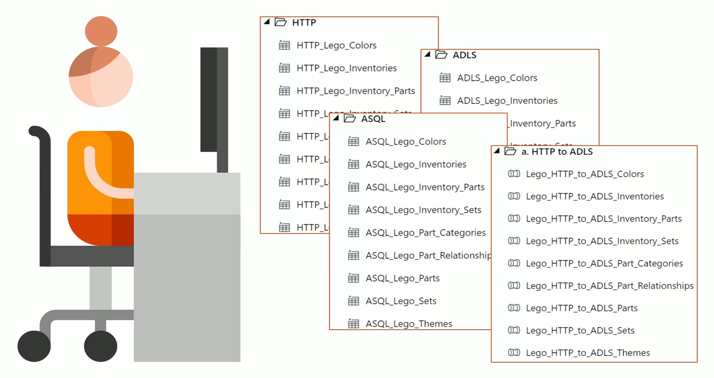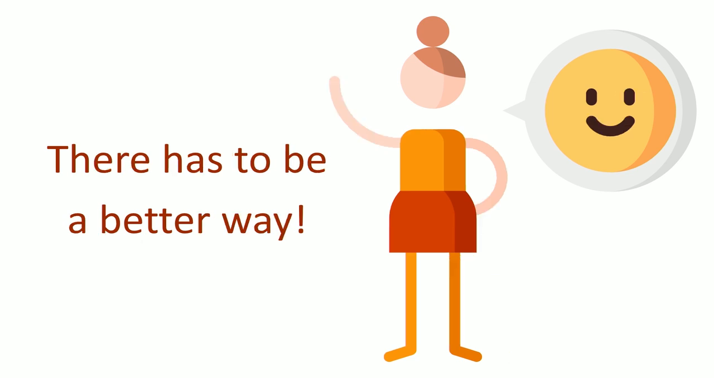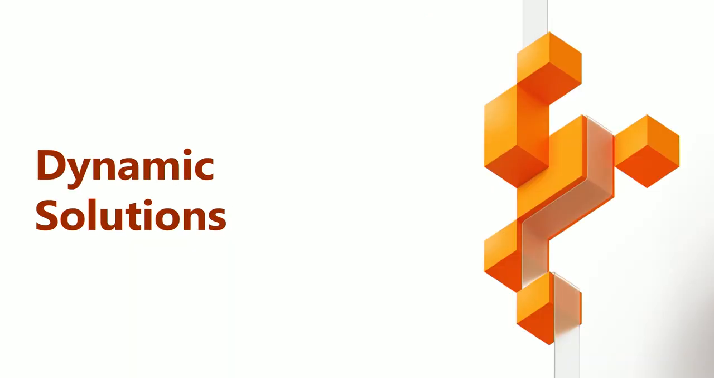And if you're only working with a few of these pipelines and a few of these data sets, then this is completely fine. But once you start adding up the number of these different factory resources that you're creating, it can get kind of tedious. It gets a little bit boring when you have to do the same things over and over and over again. And that's where you have to think that there's got to be a better way to do this, right? There's got to be somehow that we can do this without having to do the same thing 100 different times. And that's where dynamic solutions come in.